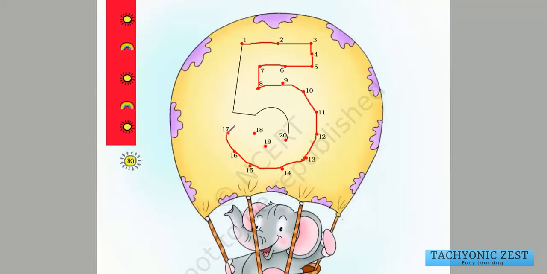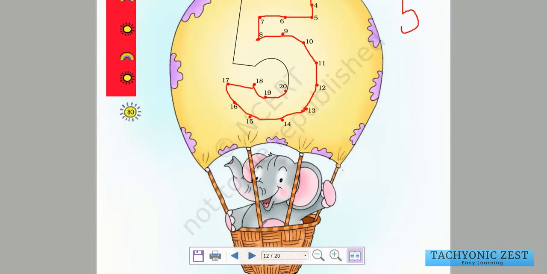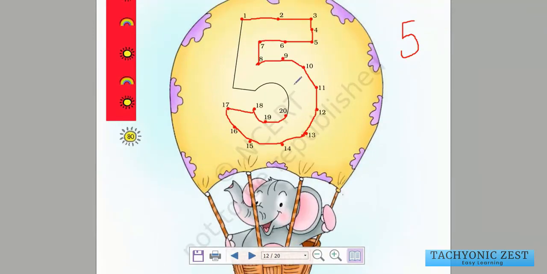What comes after 17? Correct, 18, 19, 20. So what number we get after joining all these numbers? Correct, we get number 5. So this elephant is sitting on a parachute which has number 5 on it.